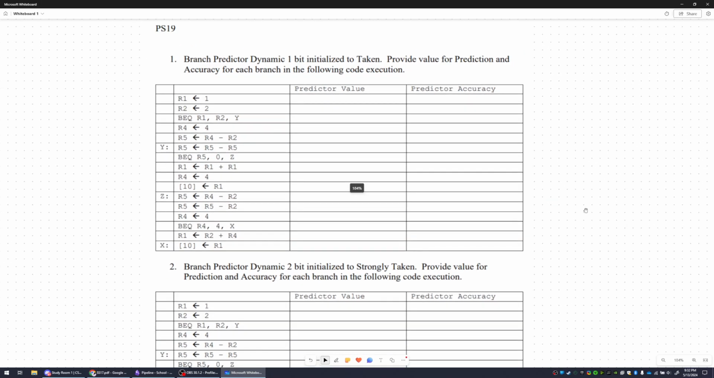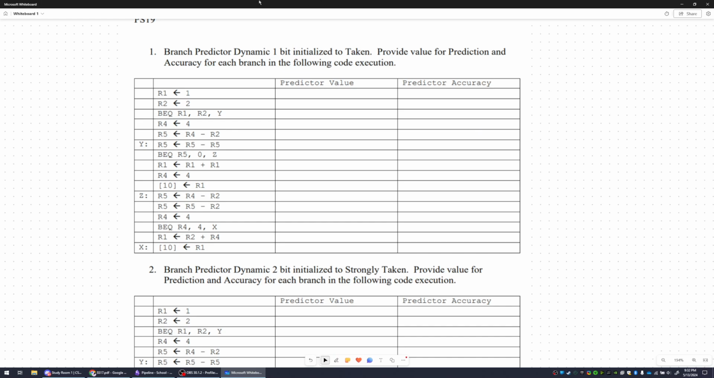Let's see. Branch predictor, dynamic, taken, stall, taken. Okay, there's no branch, so we don't have to write anything, right? So it's just this line of code, this line of code, and this line of code, or what?